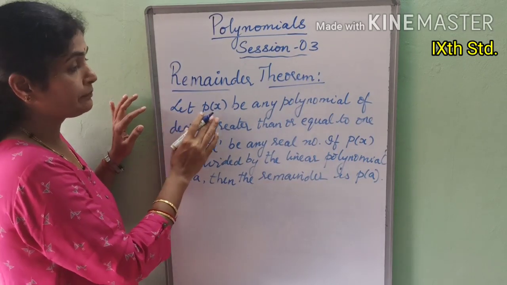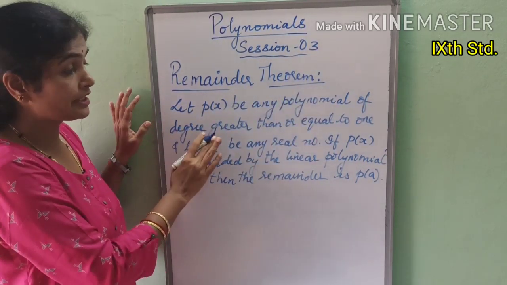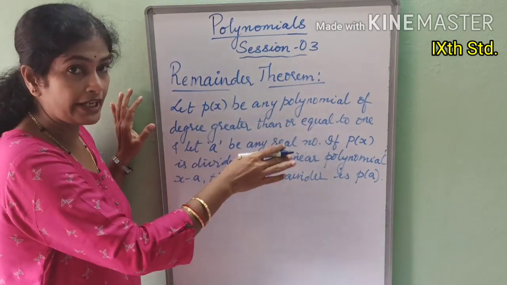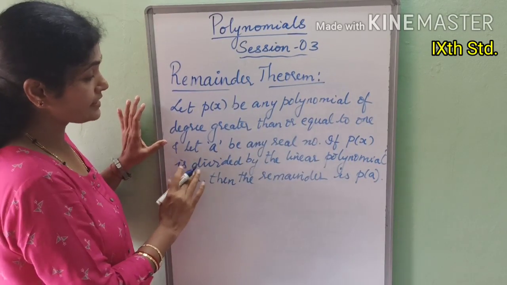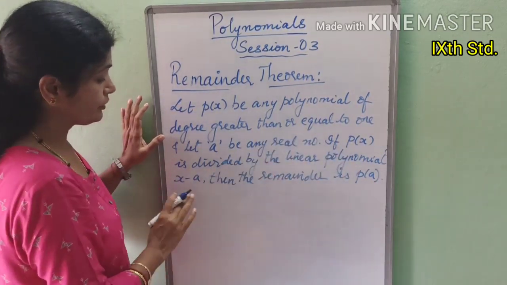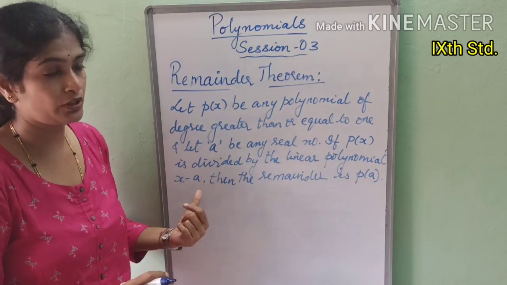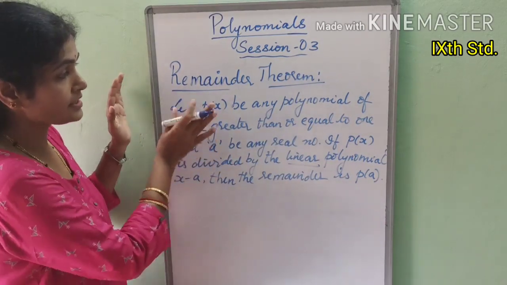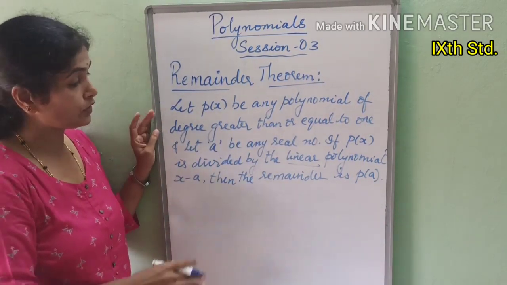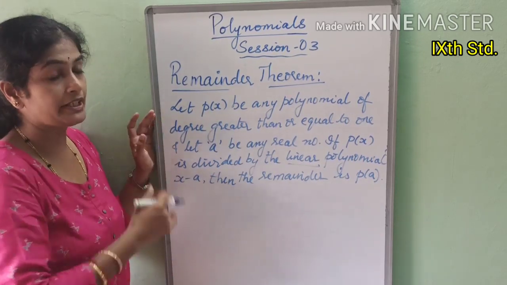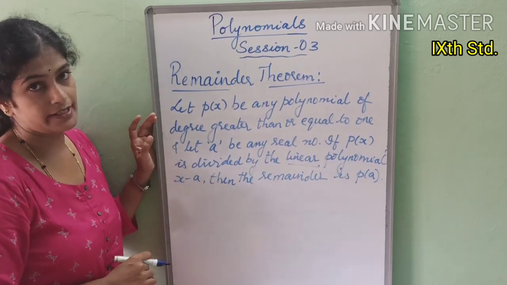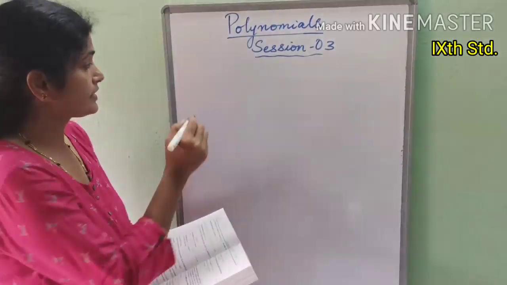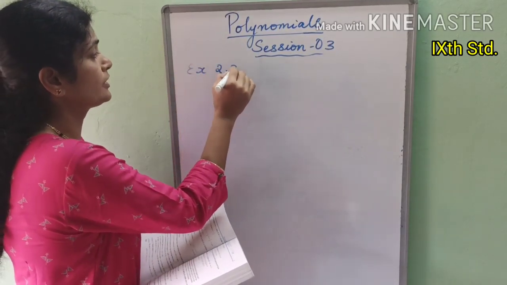Just look up. Let P of x be any polynomial of degree greater than or equal to 1, and let a be any real number. If P of x is divided by the linear polynomial x minus a, then the remainder is P of a. This is the statement of the remainder theorem. Based on this, let's try to solve the exercise questions in exercise 2.3. Now let's start exercise 2.3.